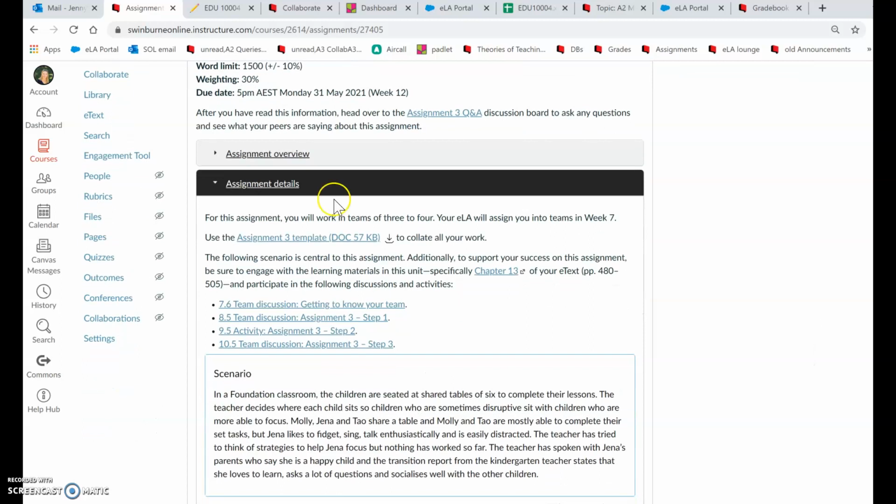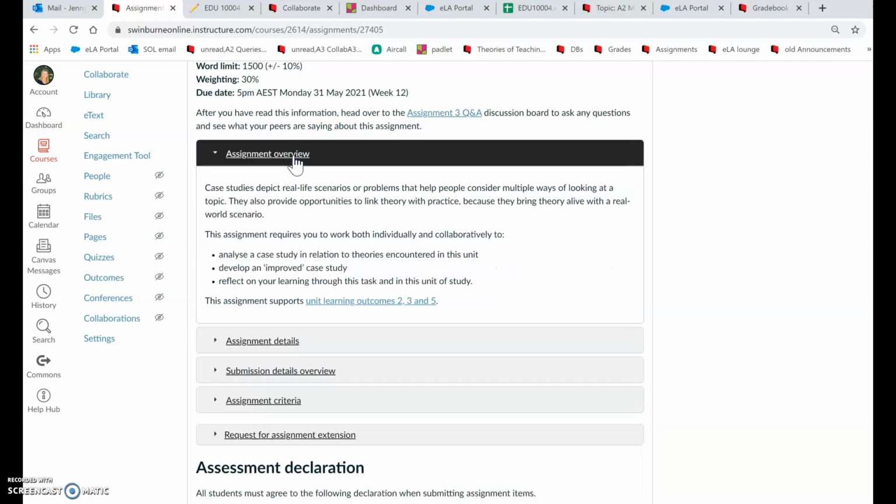So let's have a little look together here. We'll look through some of the wording here. I won't read all of it because there's too much to go into, but let's just understand what our third assignment is. So it's a case study. So what is a case study? Case studies depict real life scenarios or problems that help people consider multiple ways of looking at a topic. They provide opportunities to link theory with practice because they bring theory alive with real world scenarios.